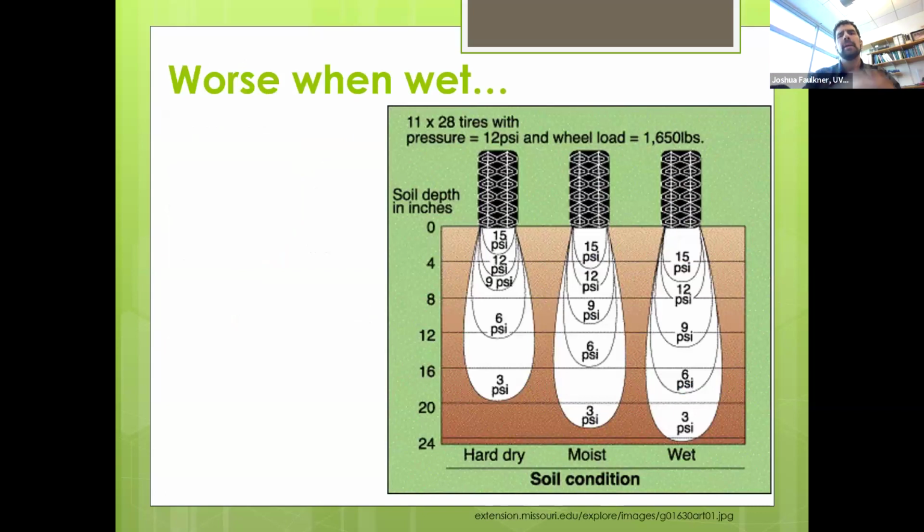Soil compaction becomes worse when soils are wet, and this is especially true with the clays. This is a classic ag engineering figure that shows compactive forces beneath a tractor tire on a hard, dry soil, a moist soil, and then a wet soil. As that soil stays wetter and wetter, we see those compactive forces traveling deeper and deeper.